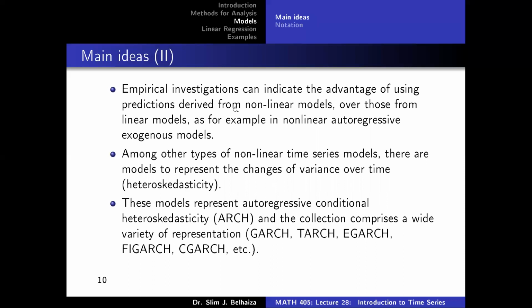Empirical investigations can indicate the advantage of using predictions derived from nonlinear models also over those from linear models, as for example, in nonlinear autoregressive exogenous models. Among other types of nonlinear time series models, there are models to represent the changes of variance over time, what we may call heteroscedasticity. These models represent autoregressive conditional heteroscedasticity, ARCH, and the collection comprises a wide variety of representations like GARCH, TARCH, EGARCH, TriGARCH, CG-GARCH.